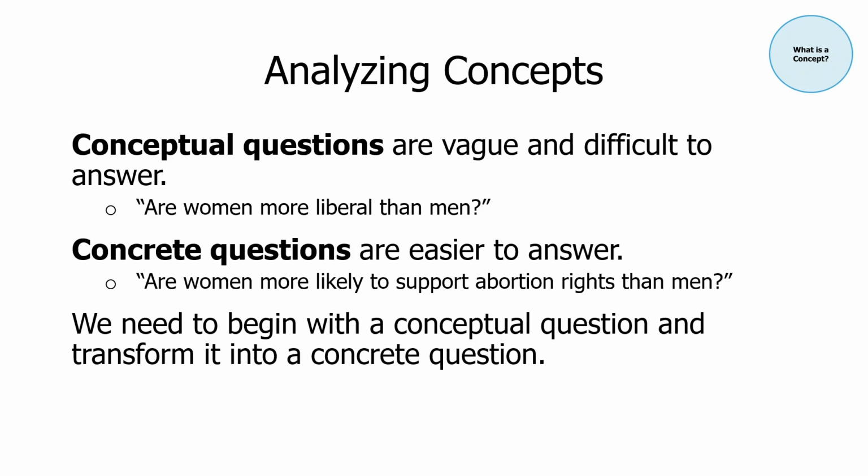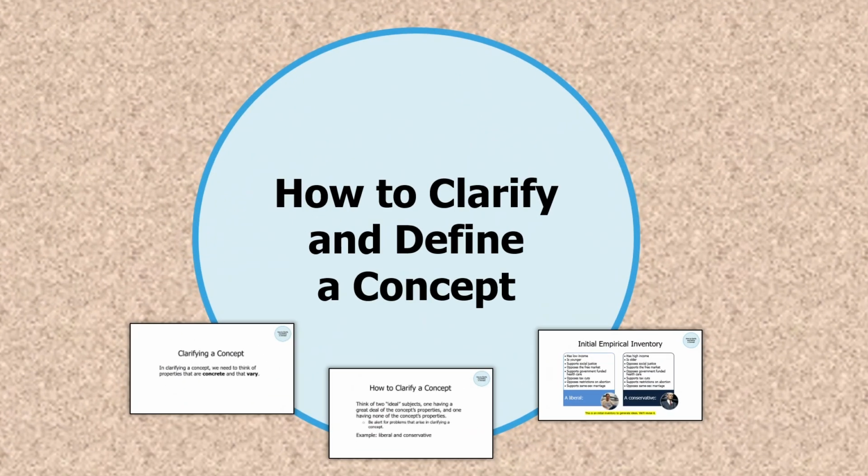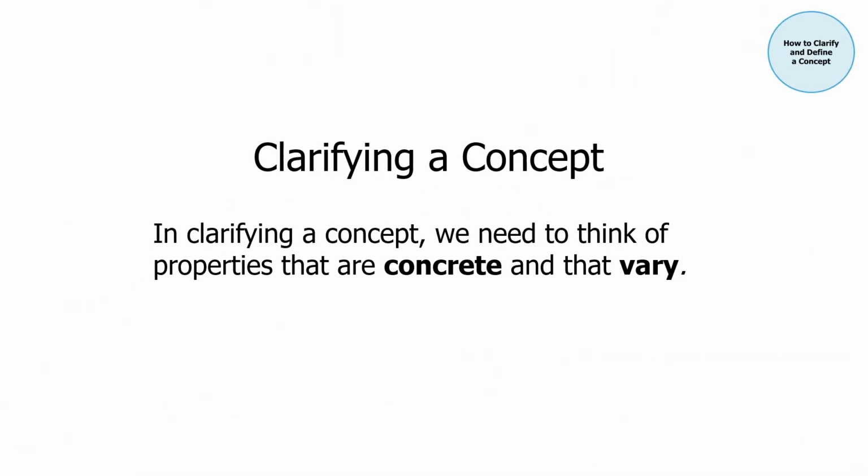So let's look a little more closely at this problem: the problem of beginning with a conceptual question and transforming it into a concrete question. Clarification. In clarifying a concept and getting at its empirical properties, we need to think of properties or traits, characteristics that are concrete, measurable, and that vary. The vary part is how you can tease out what you mean.